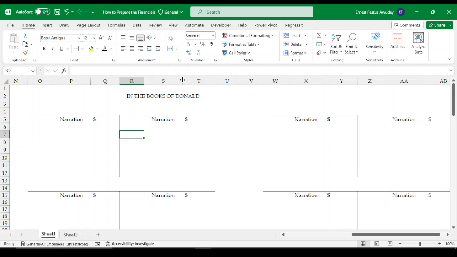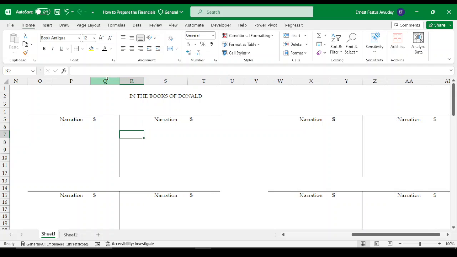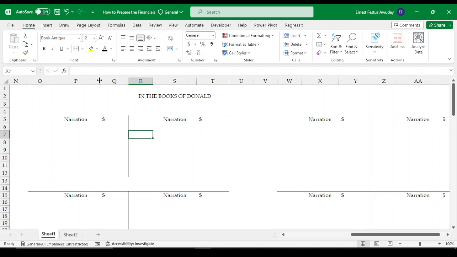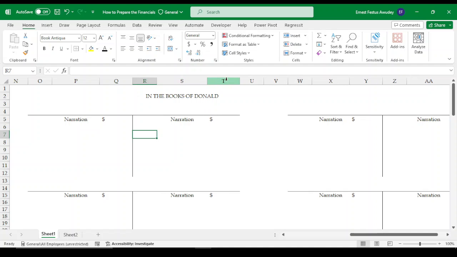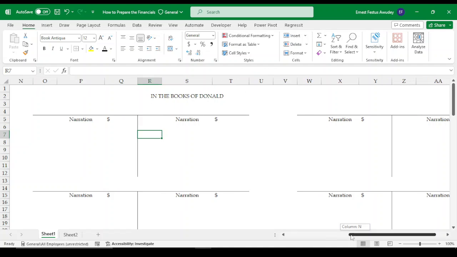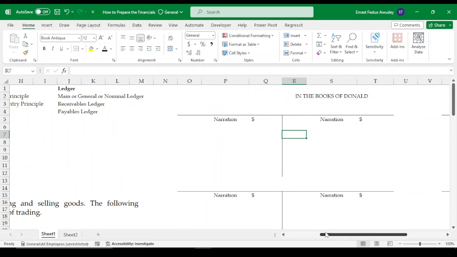All right, so I'm just expanding my narration columns so that they can accommodate the names of the corresponding accounts we are going to enter in there. So this is how you set up your accounts. Then let me also cut this again and put it somewhere in the middle here. Okay, so we have that nicely.